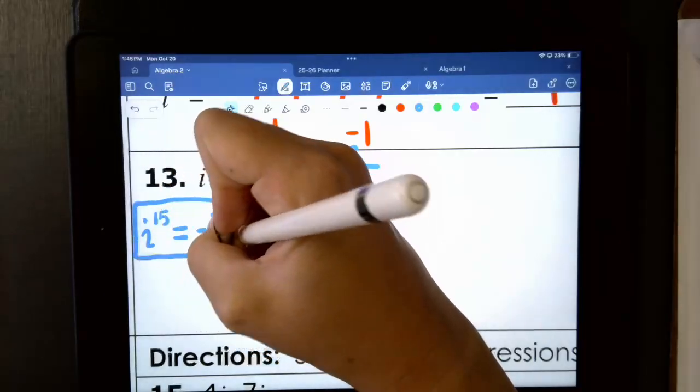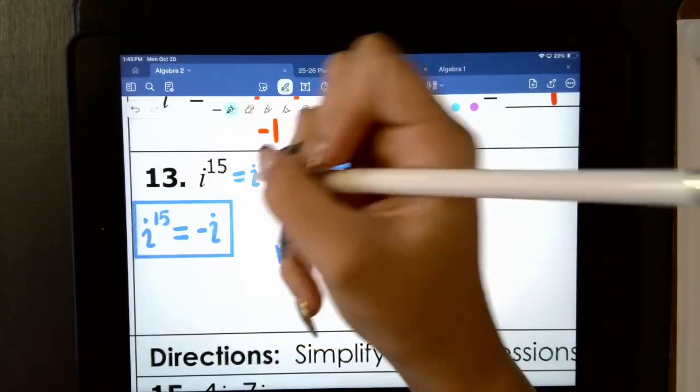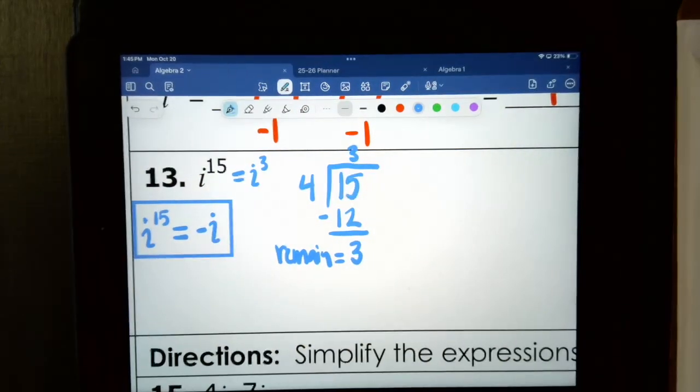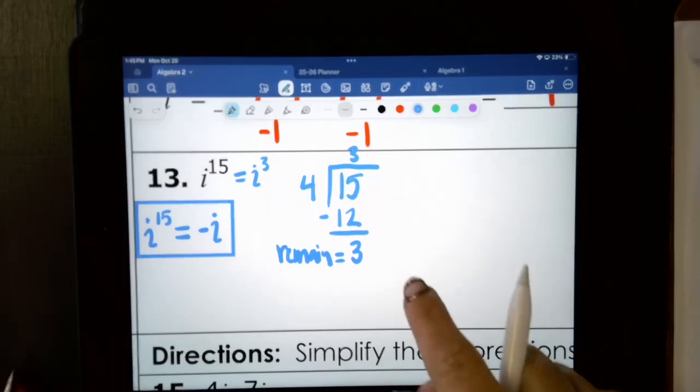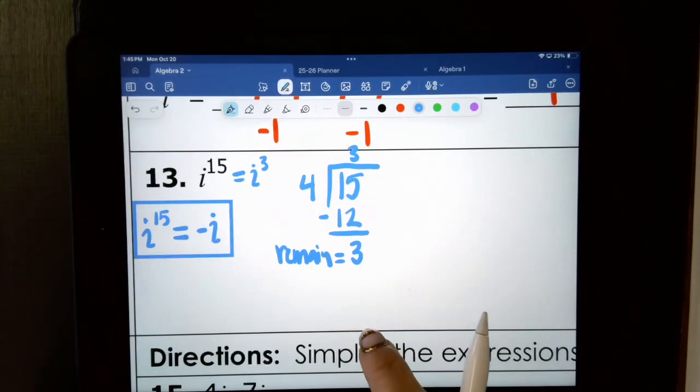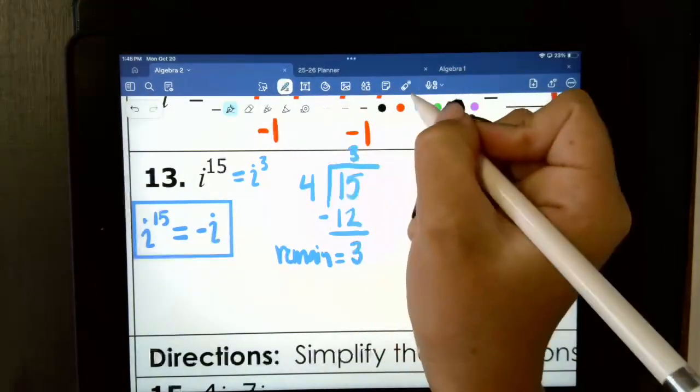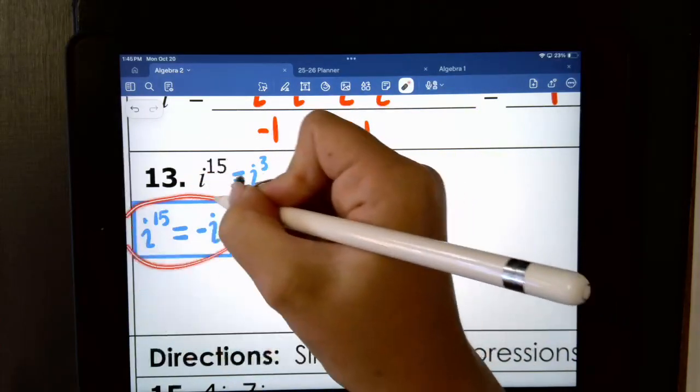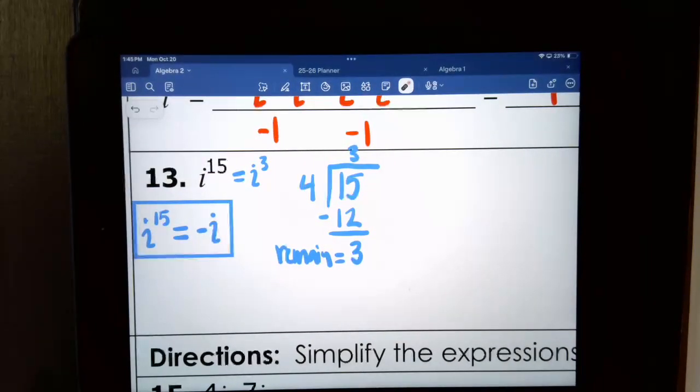Okay, but at the same time, we just need to look at the remainder. This is what we're worried about, is the remainder. That's what's going to give you your equivalent answer. 3/4 is the third option, right?